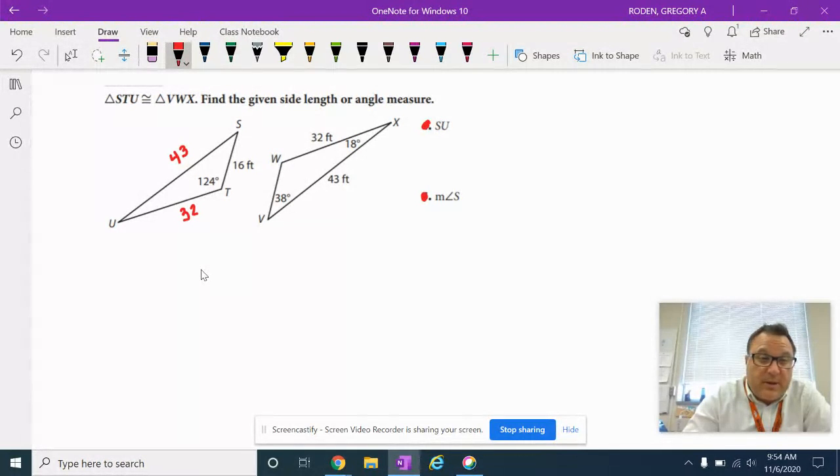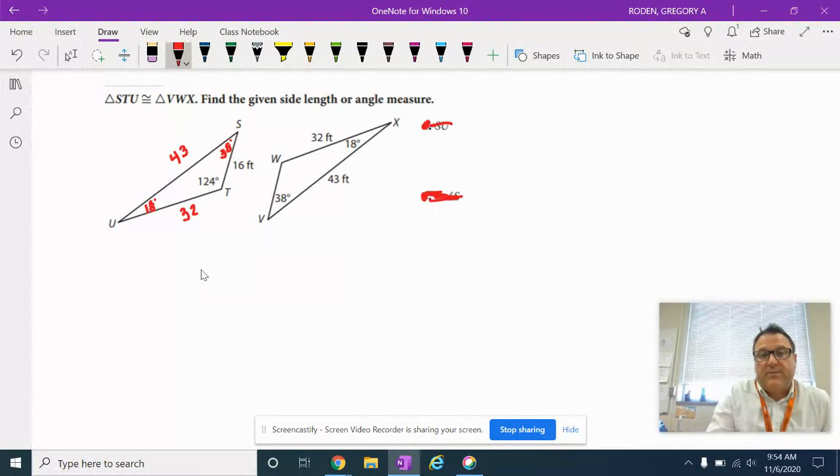Okay, now here's the thing. We have to be really careful. So if this is an 18-degree angle here, I believe that 18 angle is going to be right here on this triangle. And if this is 38 here, this is going to be 38 here. So what we can do is, and I don't even want to do any of this stuff.